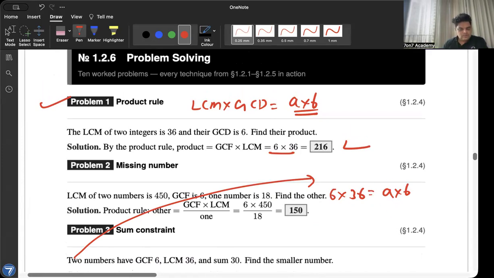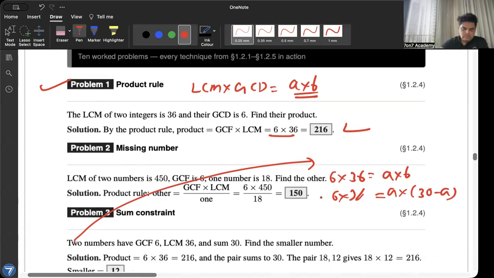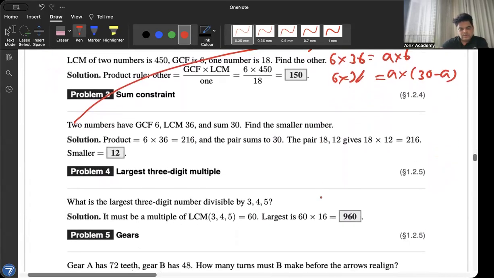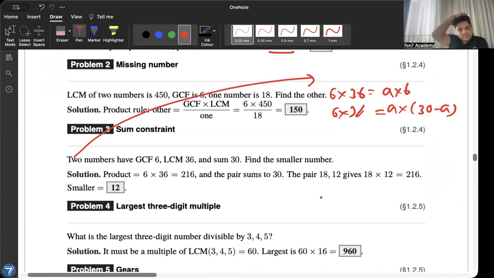Now very good, very smart you are now. So you write A into (30 minus A) would give you 6 into 36. Move to one side, then factorize and solve for A, na? Yes, sir. Perfect.